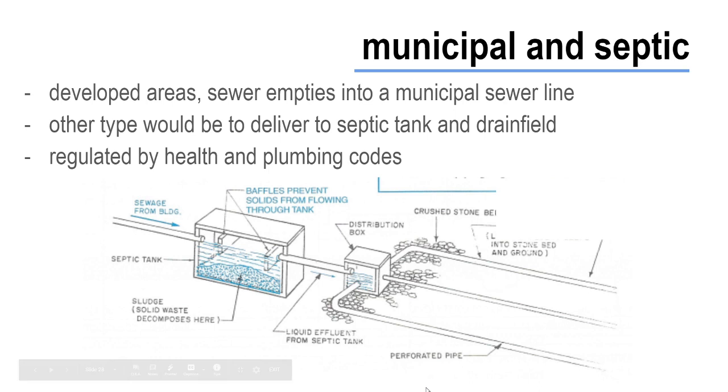Now, in most developed areas, the building sewer empties into a municipal sewer line near the street. The contractor for the building is responsible for everything from the municipal sewer to the house. In less developed or more rural areas, but even in some suburban areas, the sewer carries the sewage into a septic system. The most common type of septic system includes a septic tank and a drain field.